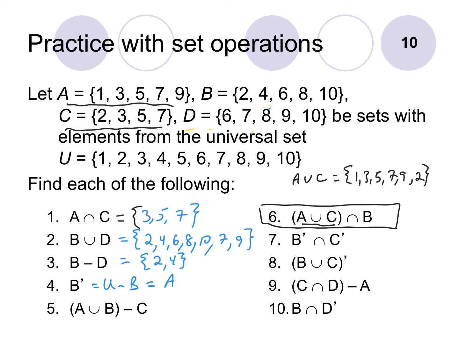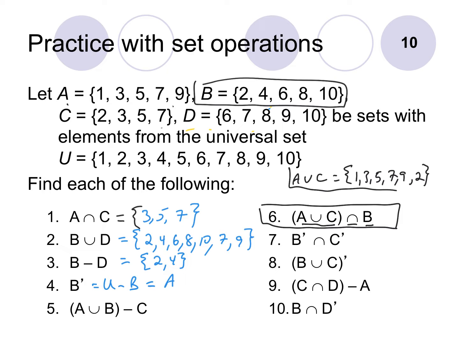And so now I know what this A union C looks like. And now I can say I want to know everything that's in there and in B. So now I'm looking at the intersection of these two sets. In other words, what do these two sets have in common? And if I look at them, it looks like only the number 2 is common between those two sets. So this would be the set with just the number 2 in it. And so that's what we would do for all of these where we have to kind of build them up.